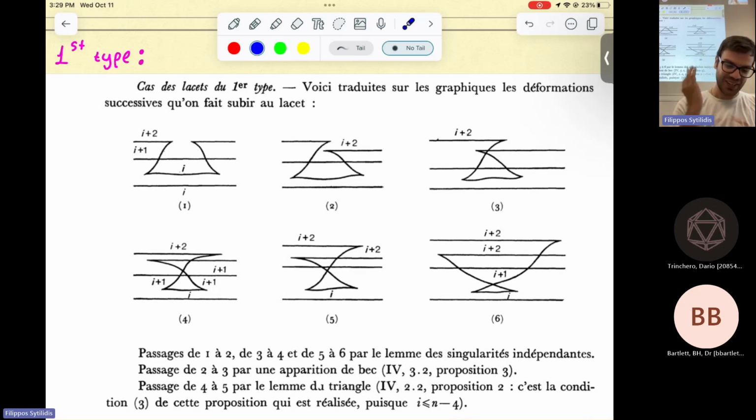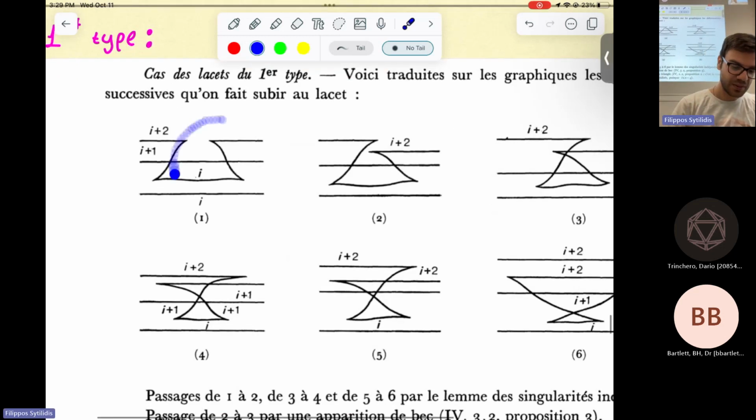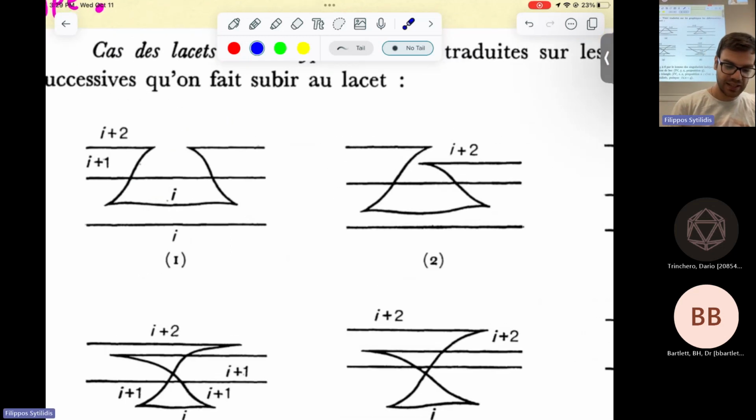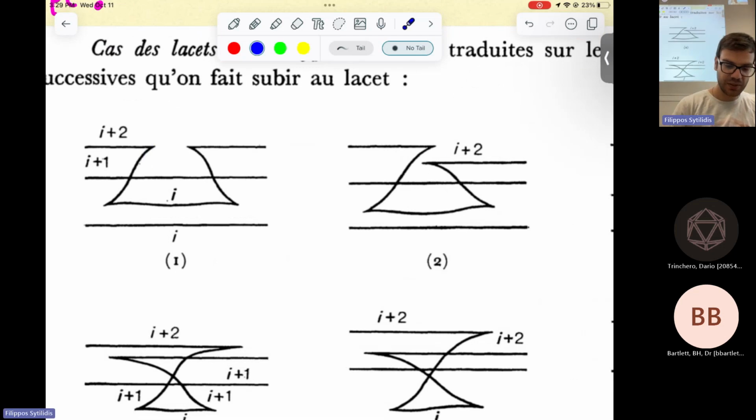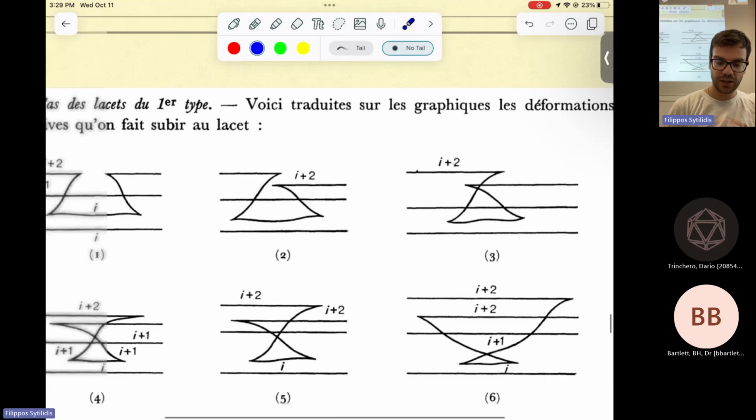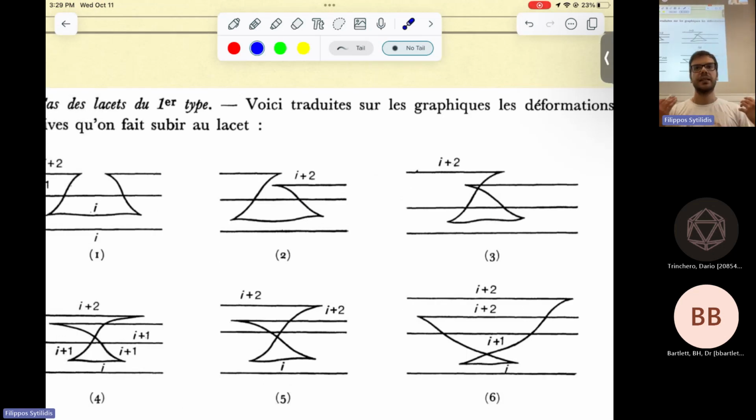But okay, so we start with something like that. To go from here to here, we just use independence of this coincidence stuff that I was telling you, and we just push this cusp below. Now we're going to perform a big move. We're going to take this and push it over. So that's going from 2 to 3.